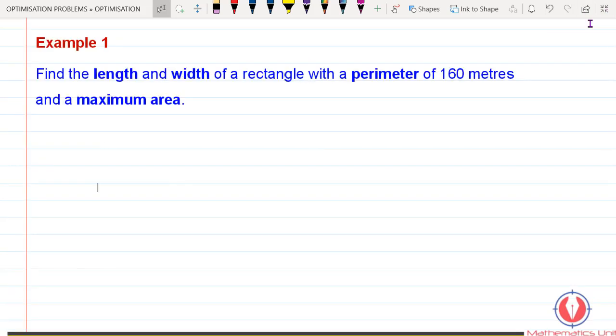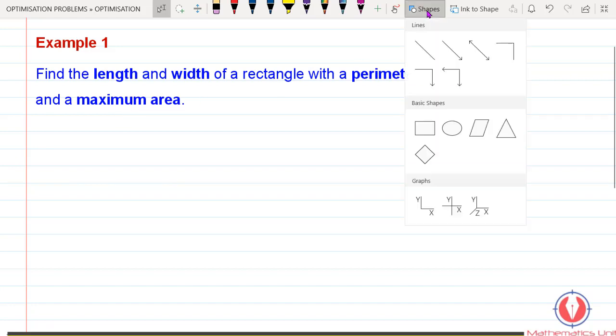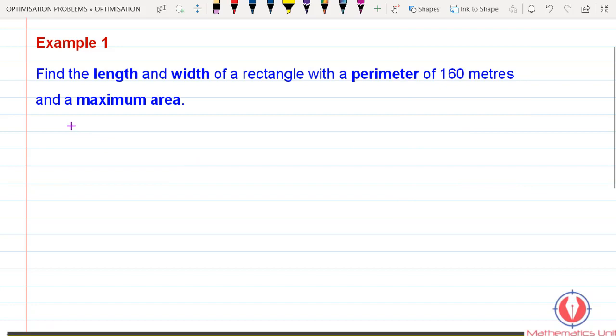Let's look at a simple example first. Find the length and width of a rectangle with a perimeter of 160 meters and a maximum area. The first thing that we want to do for any optimization problem is to draw a picture of what we've been asked to find so that we can visualize what we are doing. So let's draw a rectangle first. This is a rectangle.